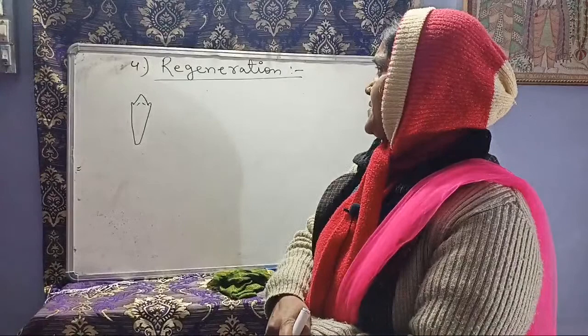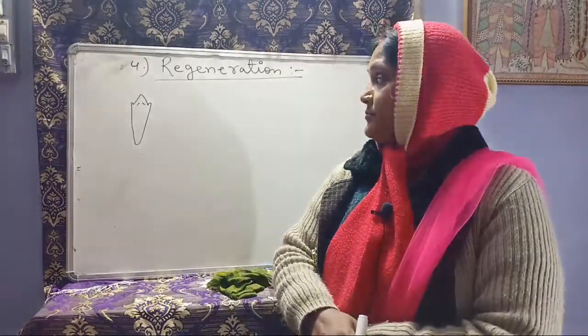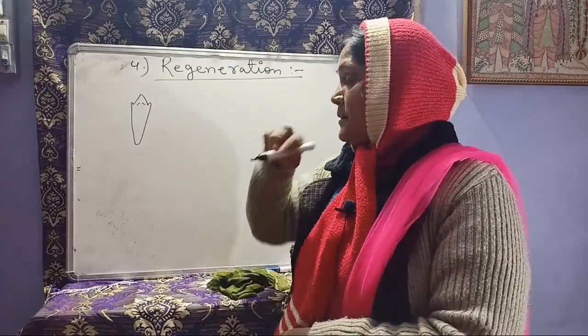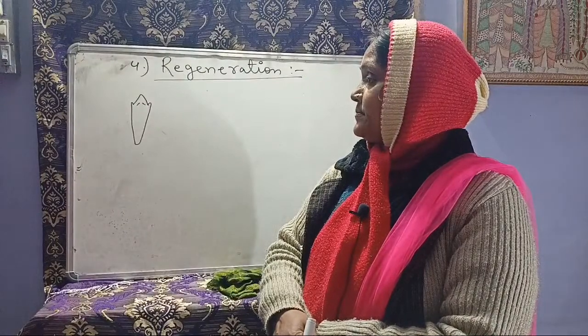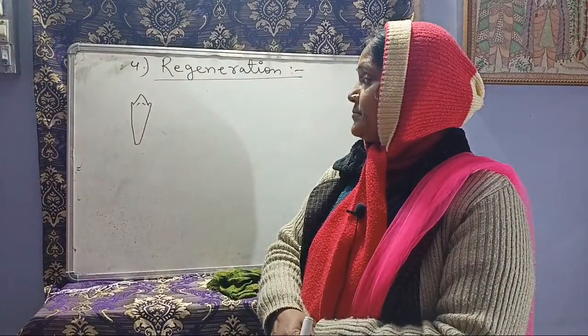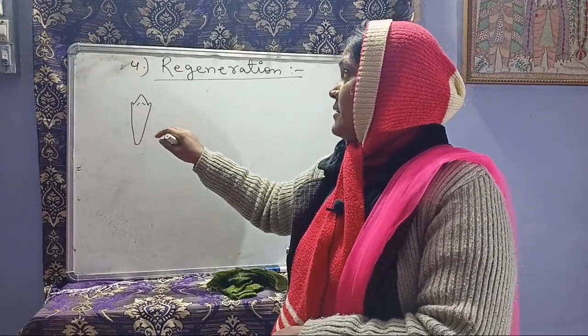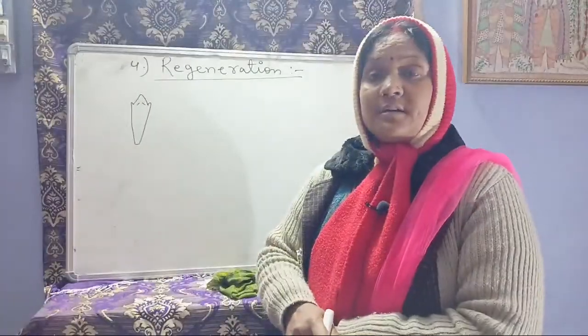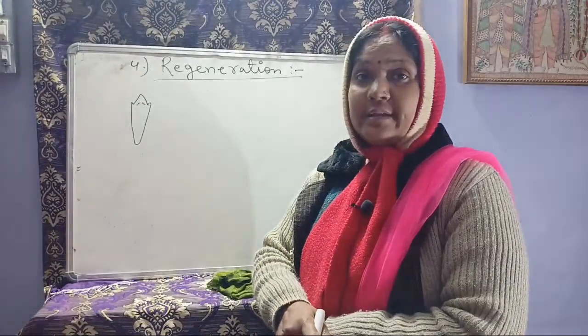This regeneration activity we can see in starfish, planaria, and other different animals like earthworm also. Regeneration activity is explained by giving the example of planaria.